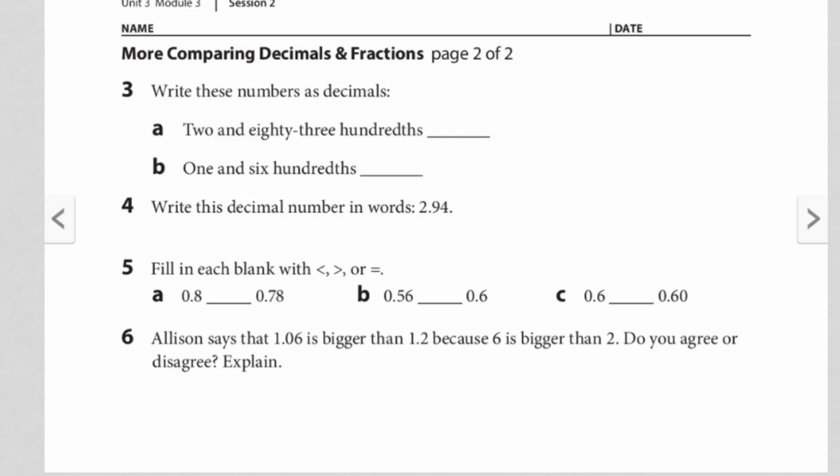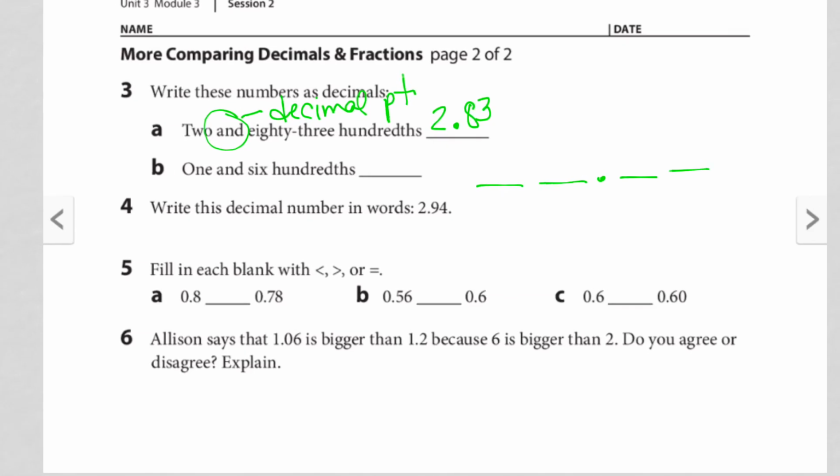The big understanding for number 3 is that this word "and" means it's our decimal point. So as we look at how to write these, we see 2, decimal point because of that word "and", and then we have 83 hundredths. One thing that I talk to students about, if they're struggling with understanding the names of place value, is that I go ahead and draw out our place value: we have ones right here, tenths, hundredths.